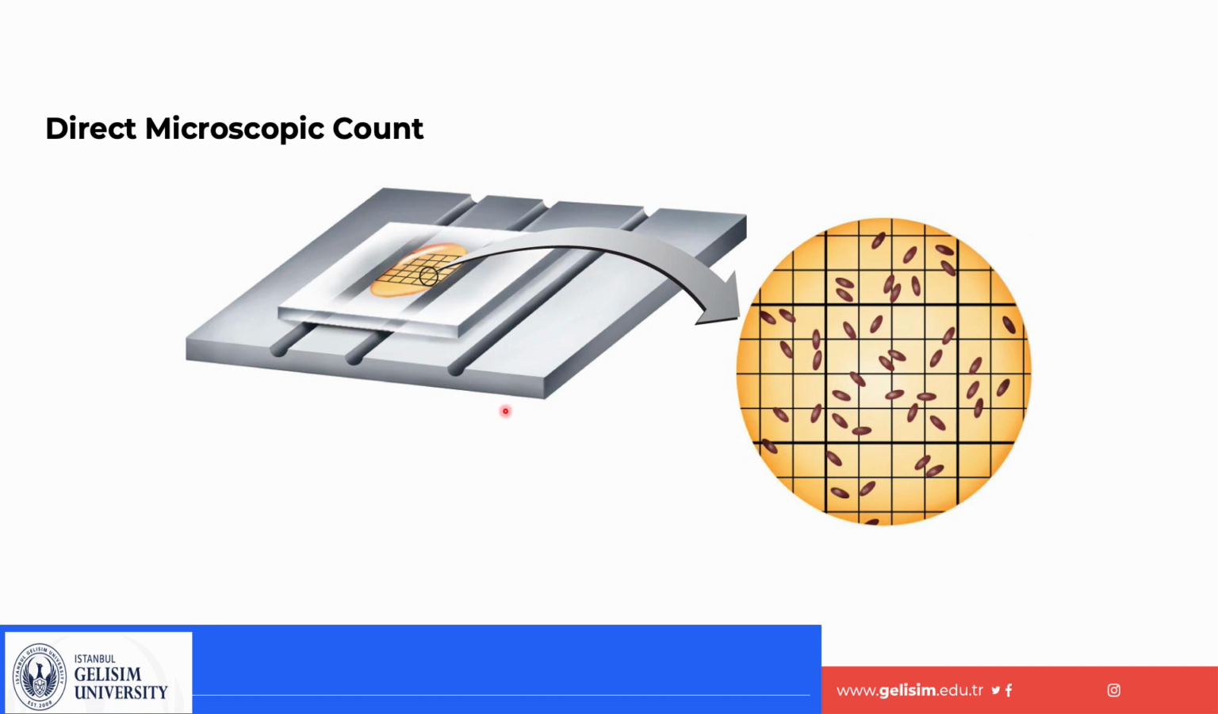All right, so over here you can see that we have a slide that has a special grid on it. You take your sample, you put it on, and then you observe it, and you're able to count. So again, very fast way to take a count of the sample.